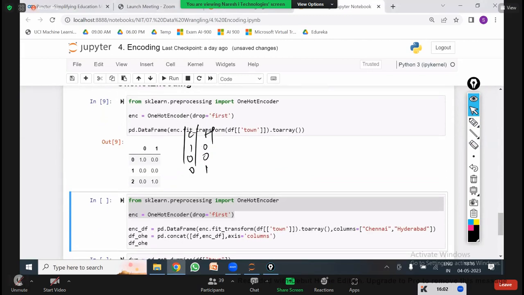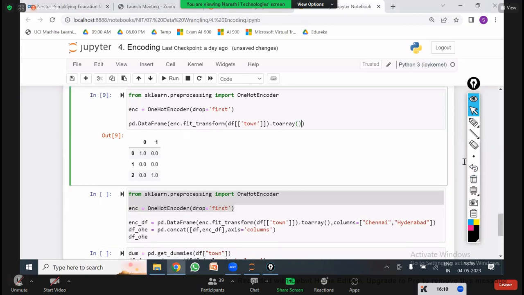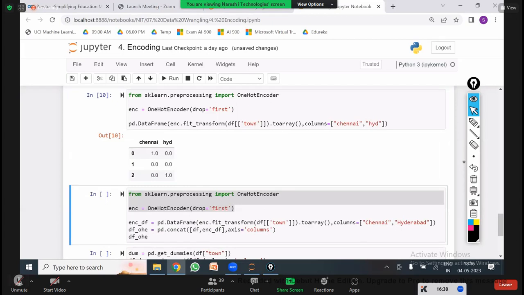Everything is the same. But here if you observe, the column names are 0 and 1. I don't want the column names like that. What column names do I want? What are the column names you want? You write the column names. Columns is equal to, what are the names, miss? First one, what is the first one? It is Chennai. So write the first one as Chennai. Write the second one as Hyderabad, HYD. Now if you start executing, you'll get Chennai and Hyderabad.